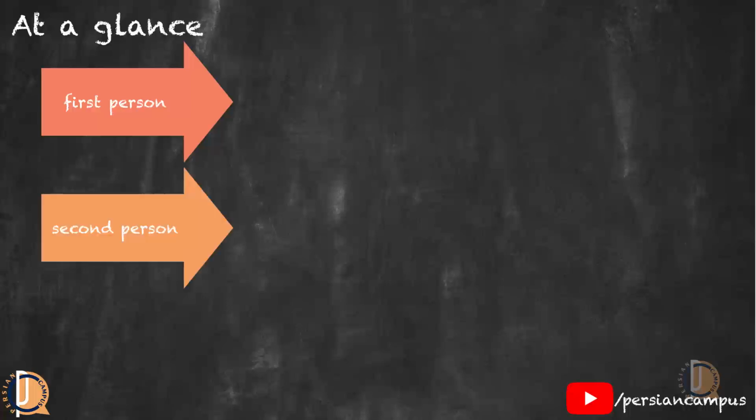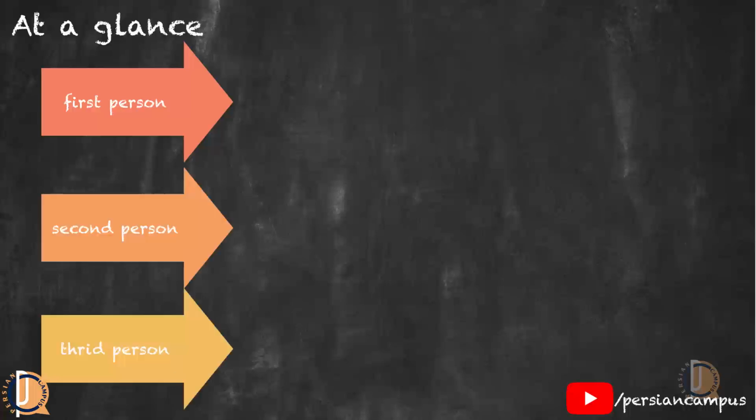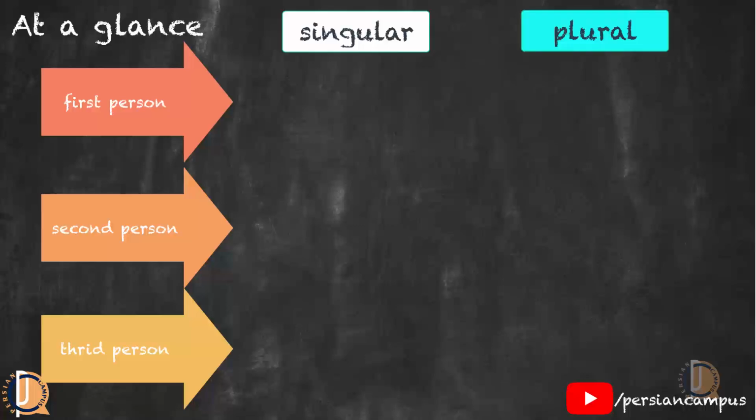Now let's summarize the personal pronouns. Remember, pronouns can be either in first person, second person, or third person. They can be either singular or plural. In the first singular, we use man. That means when we are talking about ourselves. Whereas in plural, we use ma. That means when you talk about you and your family or you and your friends or colleagues.